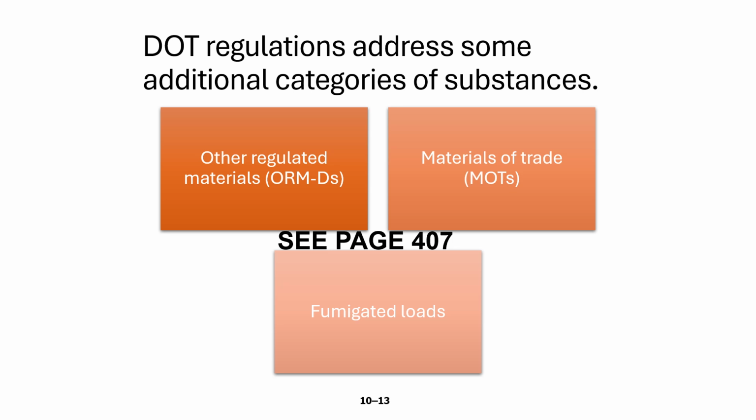So DOT regulations, you go to page 407 of your manual and go into more detail about DOT regulations. But when we talk about placards, labels, and markings, although the UN system serves as the basis for most DOT regulations, DOT regulations address some additional categories of substances, including other regulated materials, so that's ORMDs, and materials of trade, MOTs, and fumigated loads.